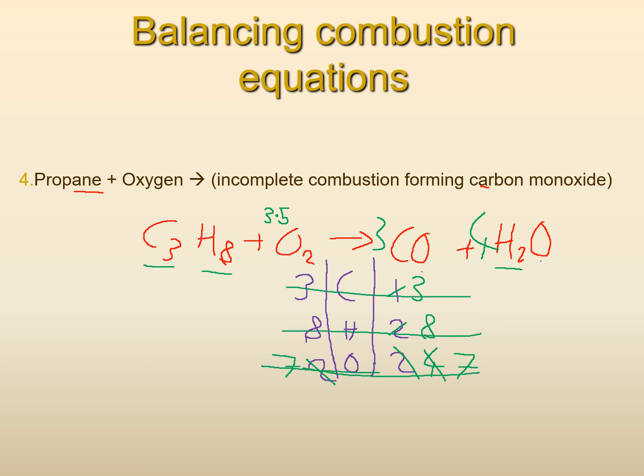8 and 3. But what I'm going to do to get rid of that unsightly 3.5 that the exam board dislikes so much is just multiply everything by 2. Now if you want to be a stickler and keep the scoreboard running, feel free to do so.